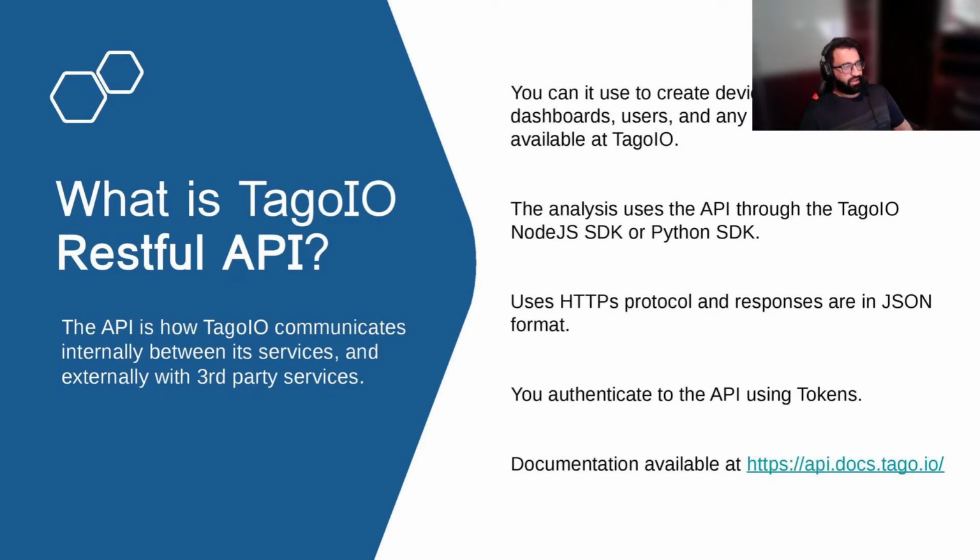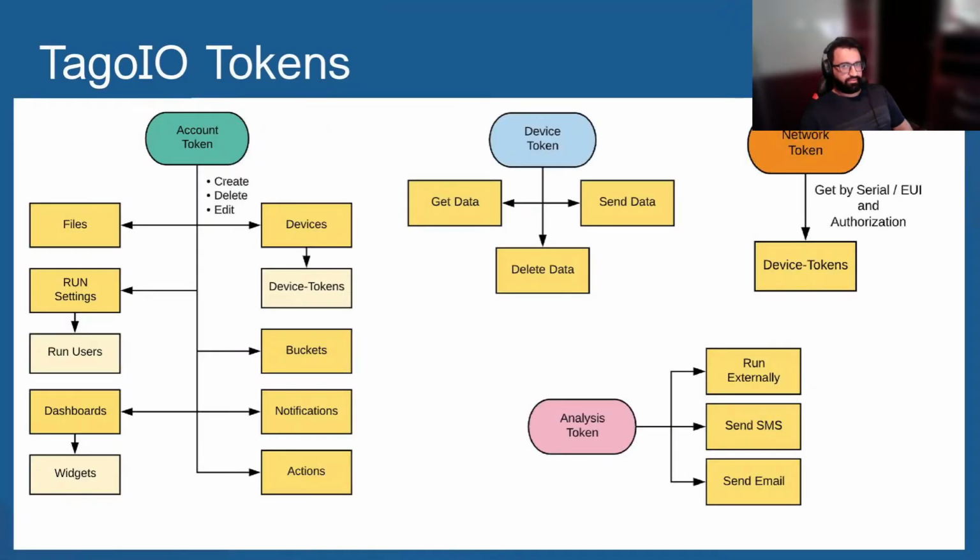And the API uses the HTTPS protocol, and all the responses and the body format of this communication is in JSON format. The main way to authenticate through the API is by using a few tokens that I will talk about. And other documentation is available at api.docs.tago.io. So let's talk a little bit about the tokens.